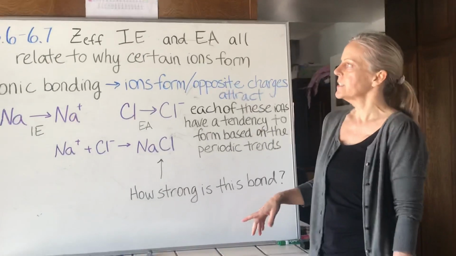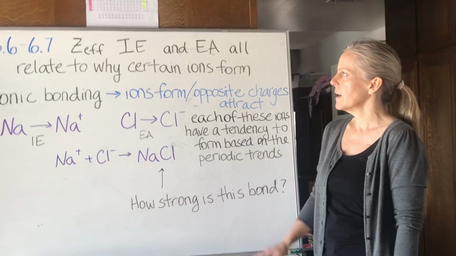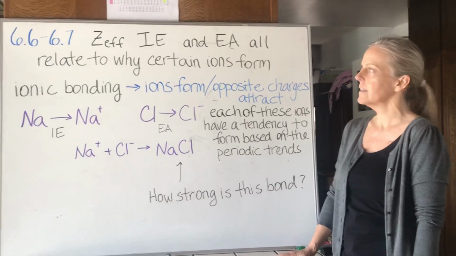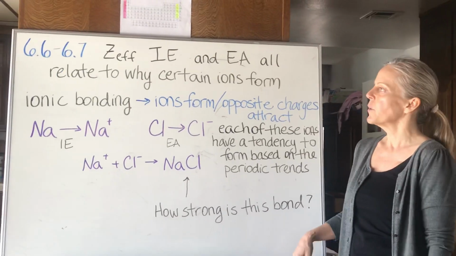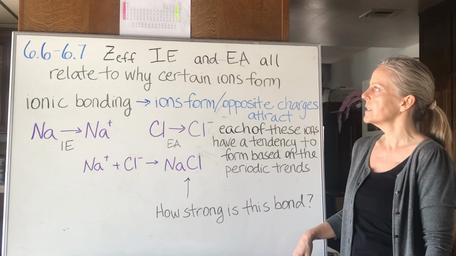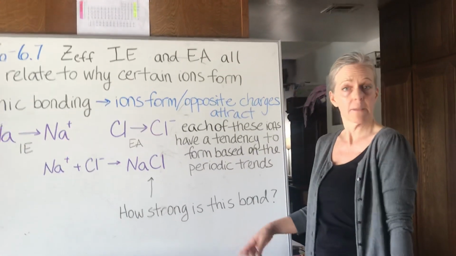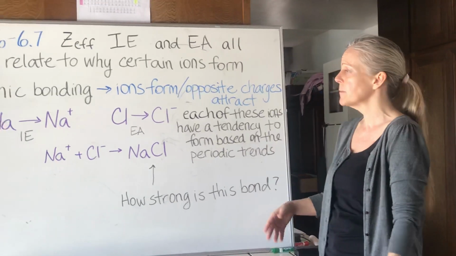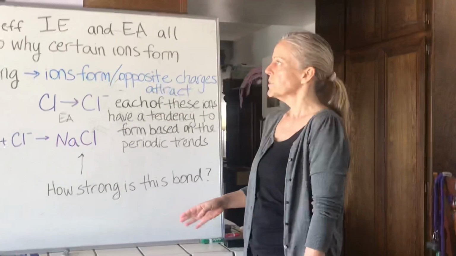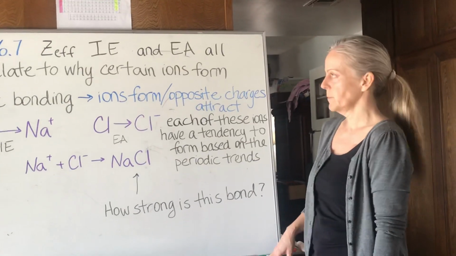So beginning of chapter 6, everything that we learned that was a trend, and even in chapter 5, those trends are going to allow us to understand chemical bonding, why bonds form, why some of them are ionic bonds, some of them are covalent bonds. So right now, let's just talk about what those trends were.